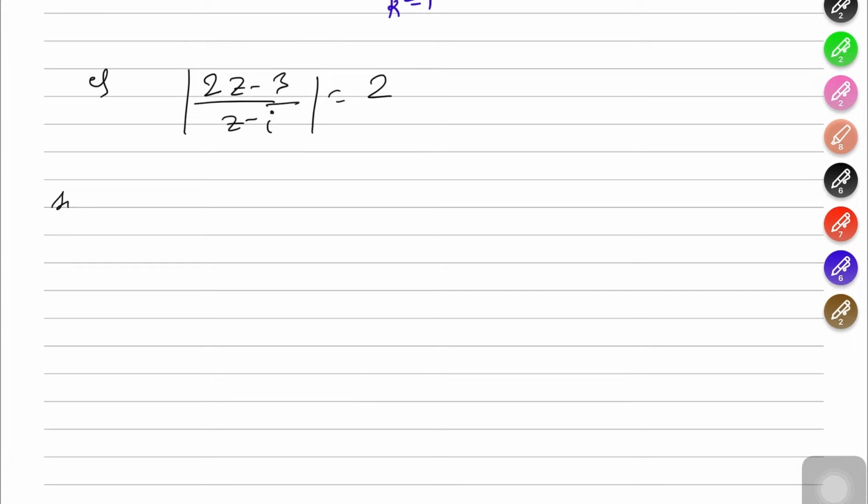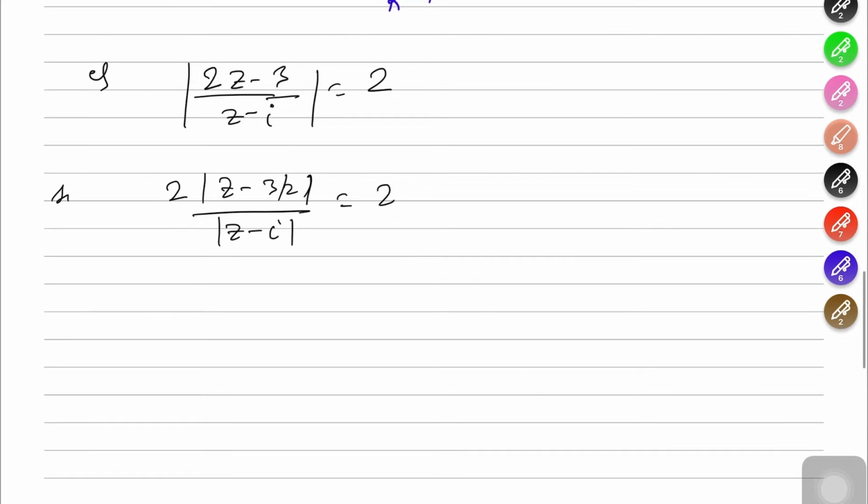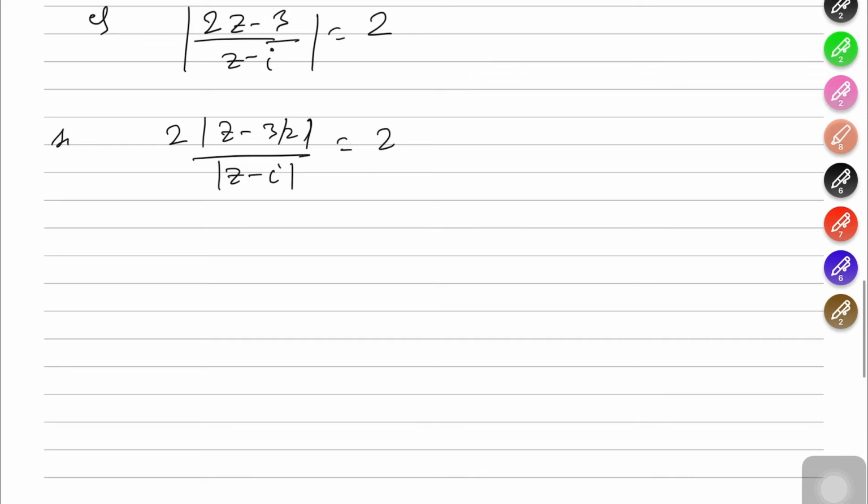So whenever we want the locus, we ensure that the coefficient of Z should be 1. Here the coefficient of Z is 2. So we'll take 2 outside. So it becomes 2 times |(Z minus 3 by 2) upon (Z minus I)| is equal to 2. So |(Z minus 3 by 2) upon (Z minus I)| is equal to 1. So this basically clearly represents a line joining 3 by 2 and I.